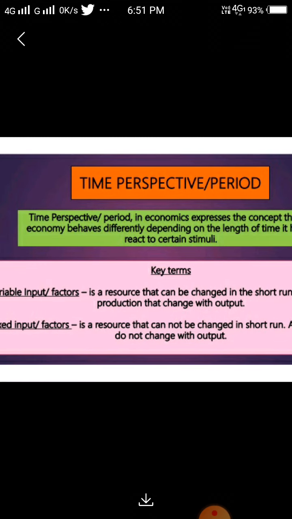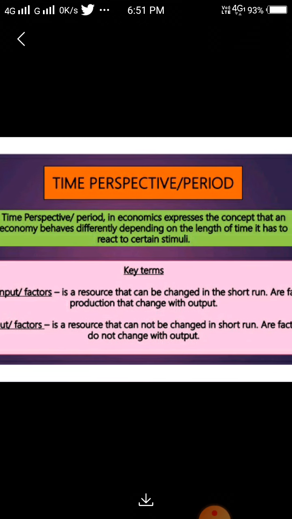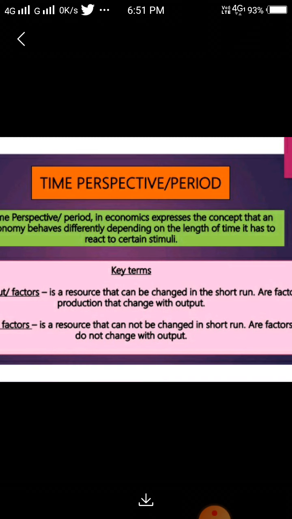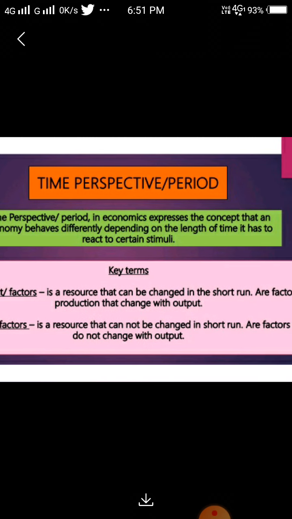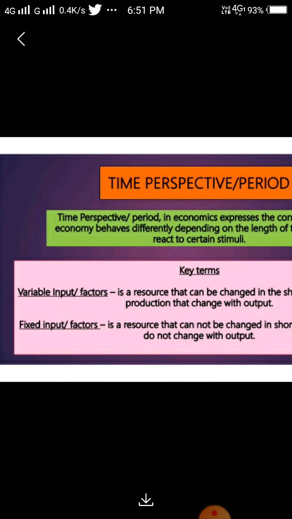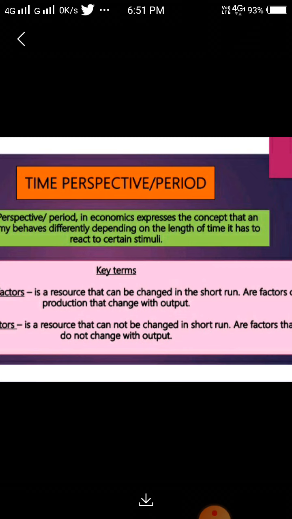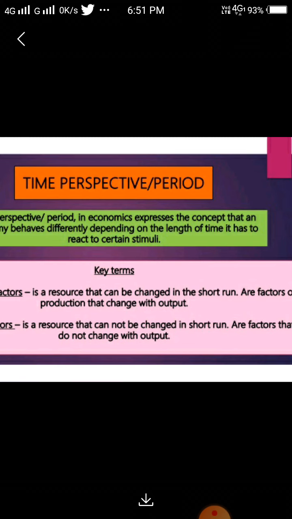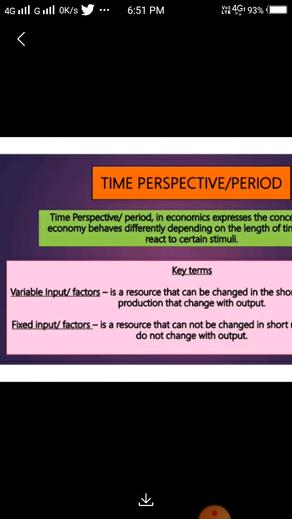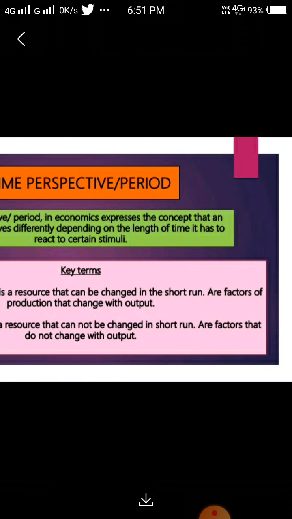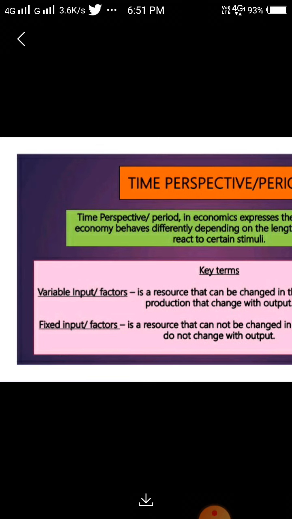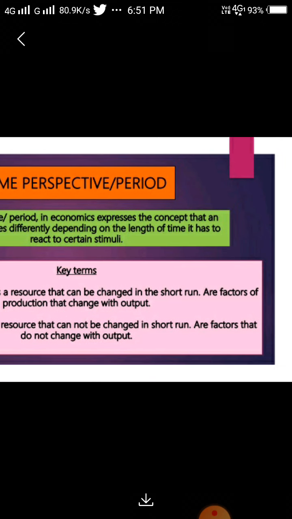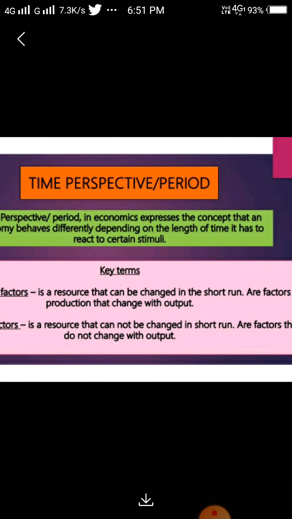Here you can understand the perspective of the period in economics. It expresses the concept that the economy reacts differently depending on the length of time it has to react, right? The variable input is a resource that can be changed in the short run, a factor of production that changes with output. A fixed input, or we can say a resource, cannot be changed in the short run. Means we have fixed inputs and variable inputs. Fixed inputs are factors that do not change with output, right?